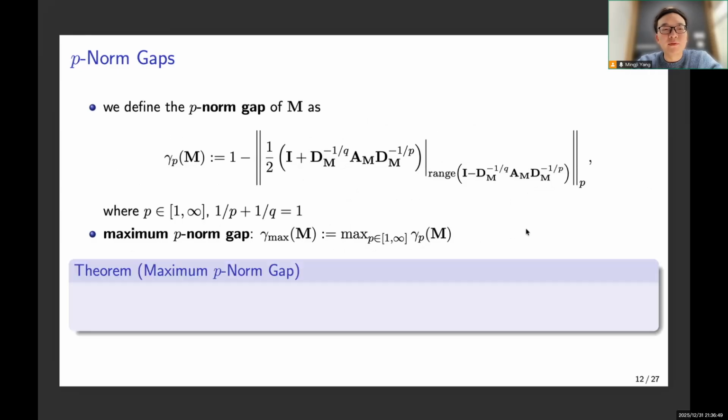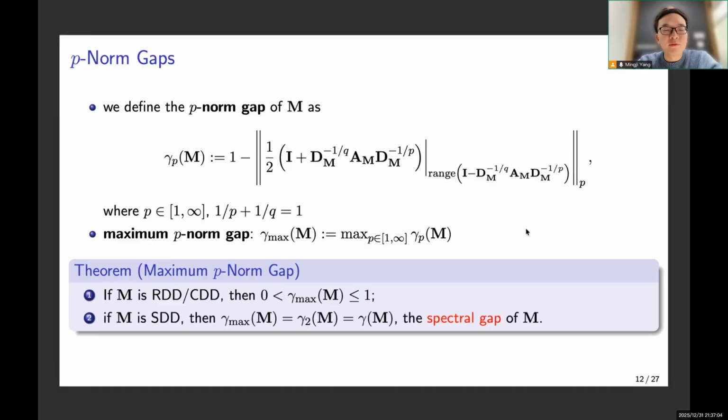So we have the following theorem. As long as M is RDD or CDD, then its maximum p-norm gap will be strictly positive and also at most 1. So this makes it a reasonable notion as a gap. And furthermore, if M is symmetric, the maximum p-norm gap is achieved with p equals 2, and this also equals its spectral gap, which is a well-studied quantity of M, defined as the smallest non-zero eigenvalue of the normalization of the matrix M.